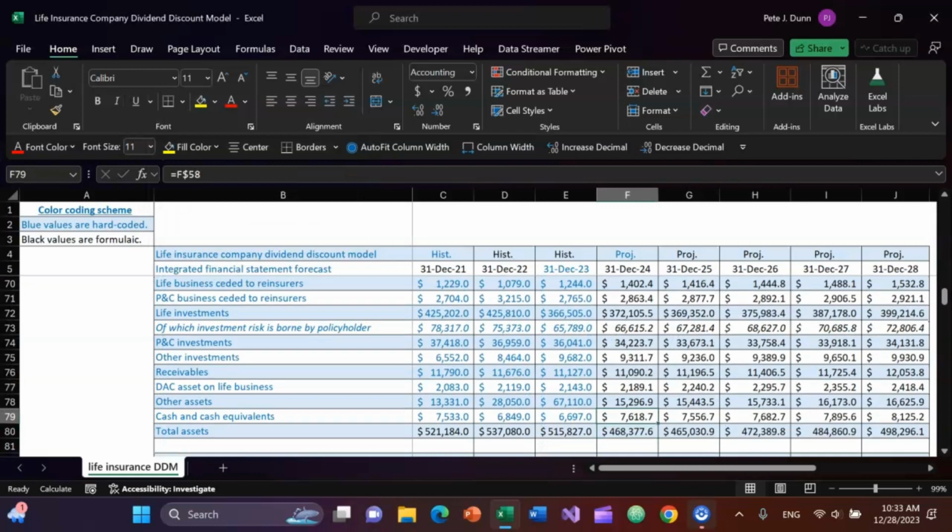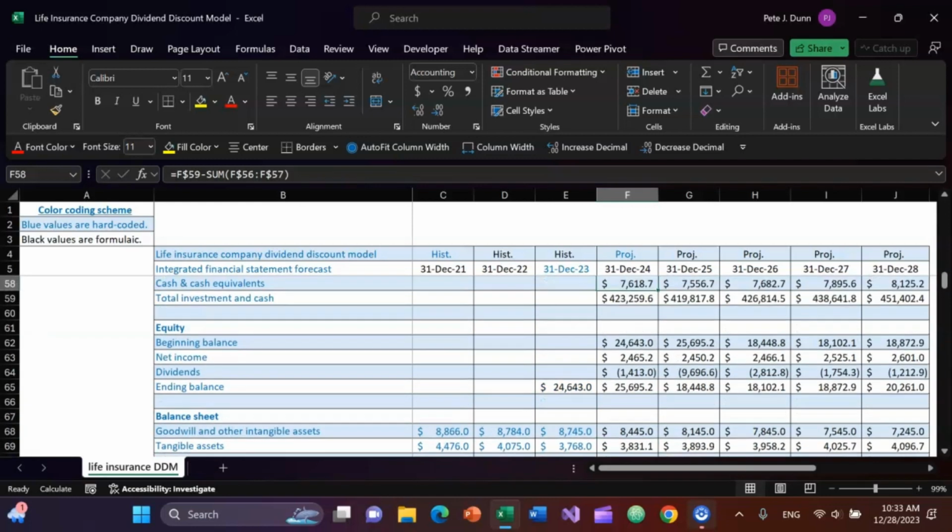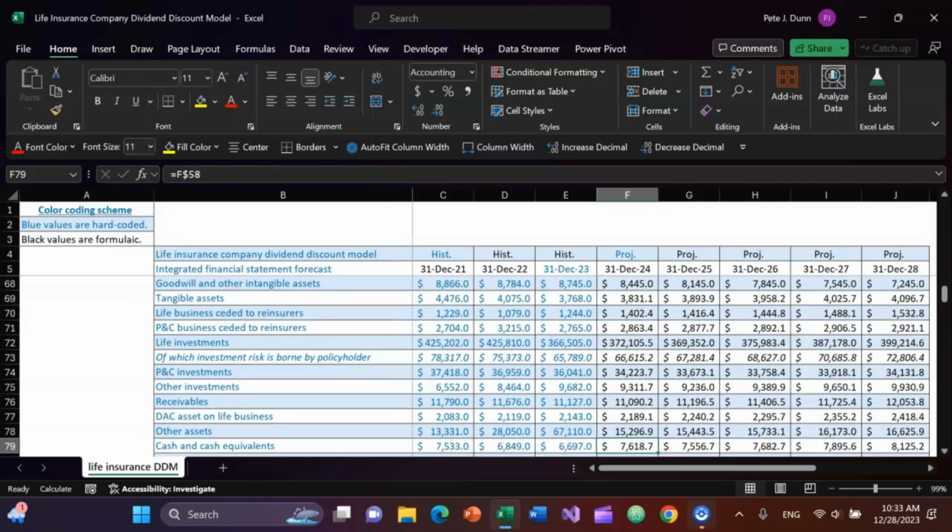Cash and cash equivalents. Once again, that was part of the cash and total investment schedule. Control Left bracket to reference that. That's just your total investments in cash minus total investments. That's what that's referencing. F5 enter.